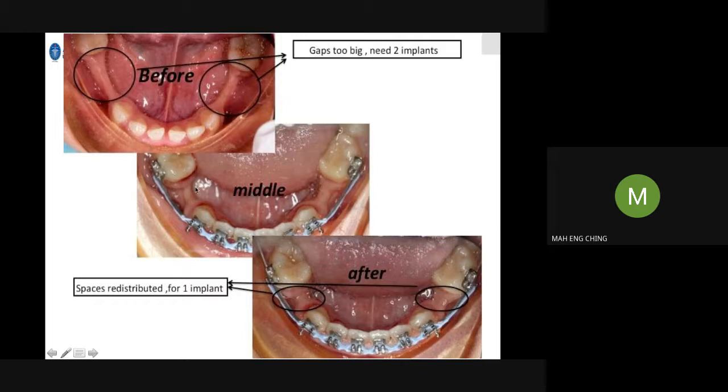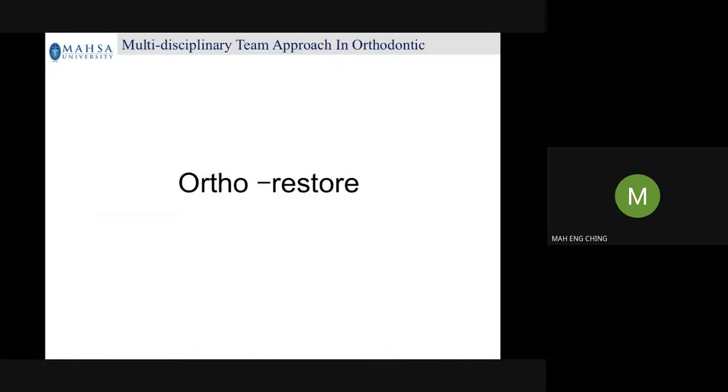So sometimes you have to use a rubber band from the bottom to the top. We call it class 2 elastic. Then to help to move the molar. So that's all about anchorage control. So I think this one you have to revise your lecture on anchorage. So control the tooth movement. Anchorage control means it's just controlling the unwanted tooth movement. Okay, any more questions?